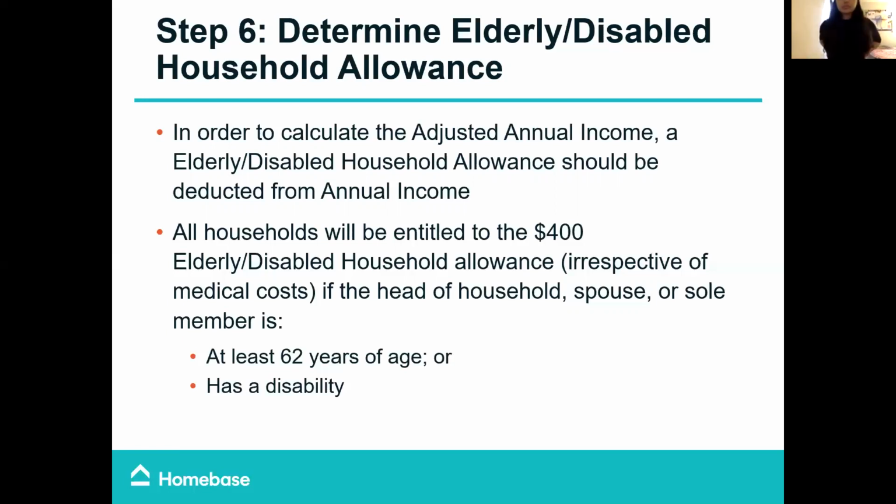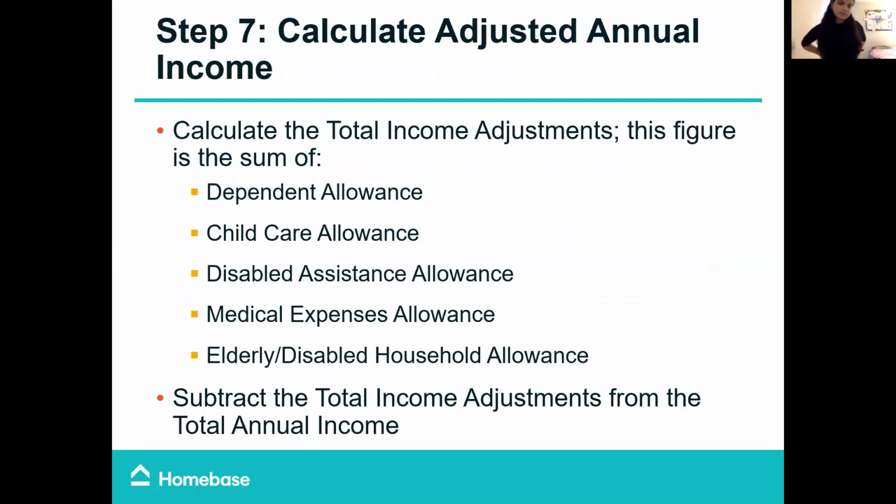We just walked through all of the allowances. That's it. It's a lot, I know. But that does mean that we're ready to go on to the next slide and the next step, which is calculating the actual adjusted annual income, right?